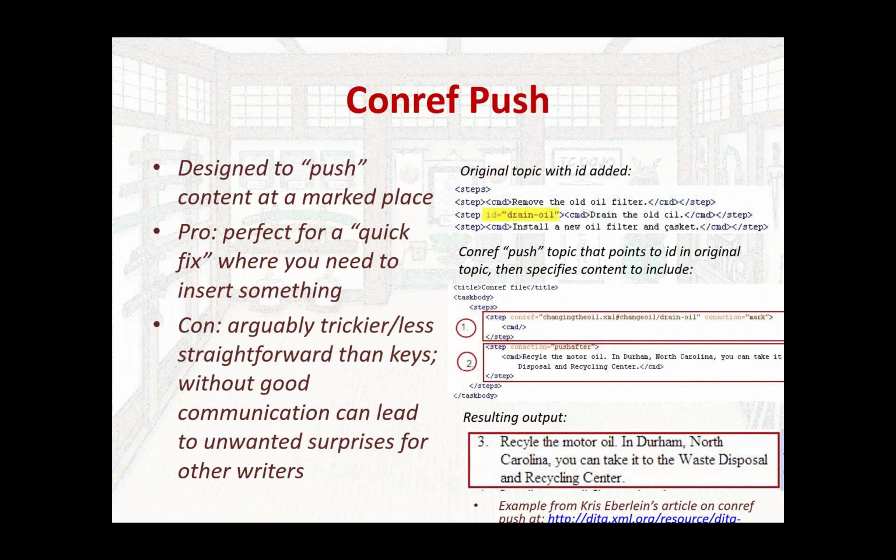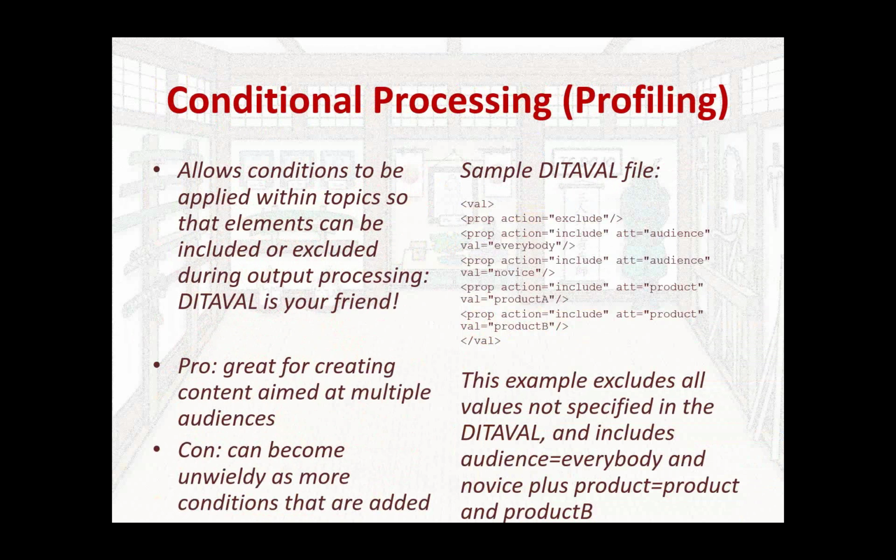DITA value you're using. Then we get to, quite naturally, profiling, in other words, conditional processing, which allows conditions to be applied within topics so that elements can be included or excluded during output processing. This is basically where DITAVAL comes into play. On the pro side, it's great for creating content aimed at multiple audiences. On the downside, it can become unwieldy as more conditions are added.